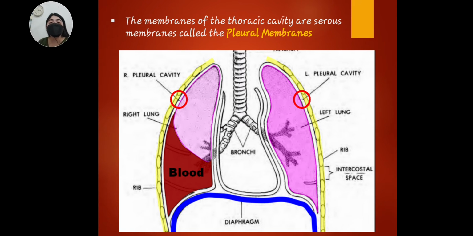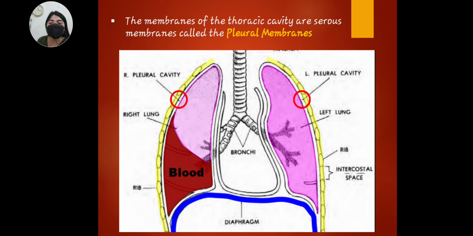Let me correct the pronunciation. It is not "serous," it's serous membranes called the pleural membranes. So what are those membranes? Meaning to say, pleural membranes can be located in the thoracic cavity. Those membranes in the thoracic cavity are called pleural membranes.